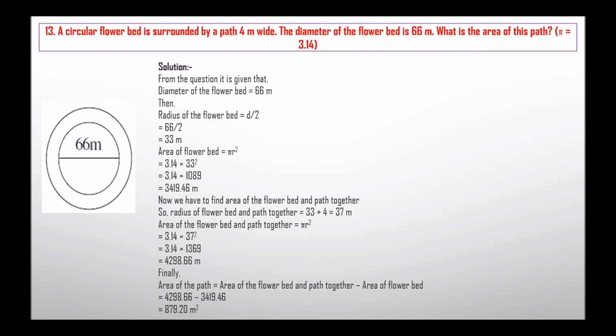13th question. A circular flower bed is surrounded by a path 4 meter wide. The diameter of the flower bed is 66 meter. What is the area of this path? Pi equals 3.14. Diameter is given, 66 meter. Radius we have to find, so 66 upon 2, that is 33 meter. Area of flower bed equals pi r square.